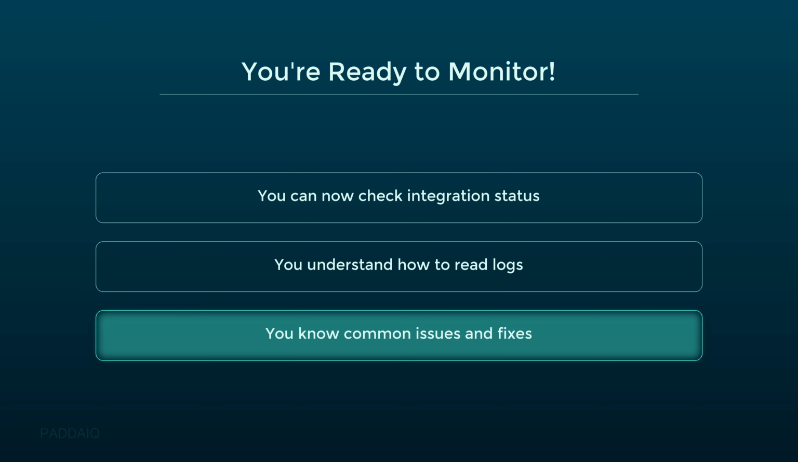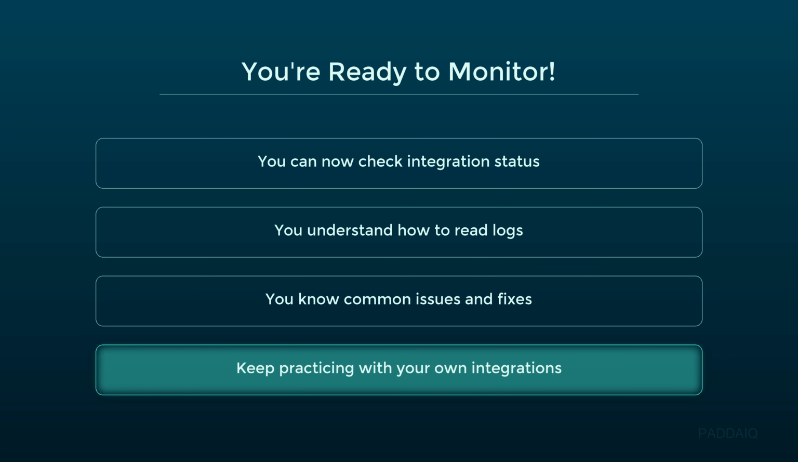You know common issues and fixes. This means recognizing frequent problems, like connection errors, and applying standard solutions, such as checking credentials. For instance, if a user cannot log in, you'd first verify their password hasn't expired. Mastering these basics ensures you can resolve many alerts quickly and effectively.